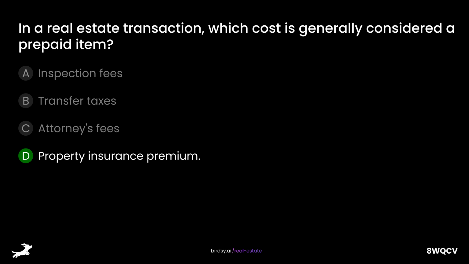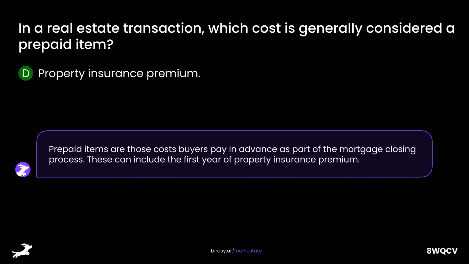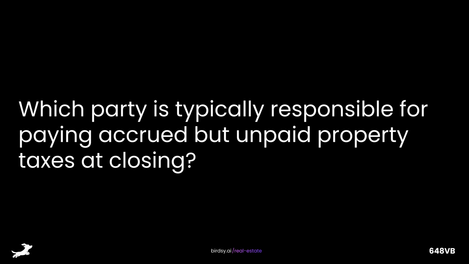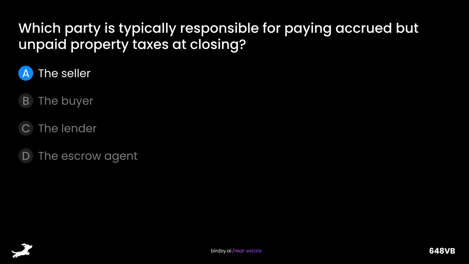The answer is D, property insurance premium. Prepaid items are those costs buyers pay in advance as part of the mortgage closing process. These can include the first year of property insurance premium. Which party is typically responsible for paying accrued but unpaid property taxes at closing? Is it A, the seller, B, the buyer, C, the lender, or D, the escrow agent?